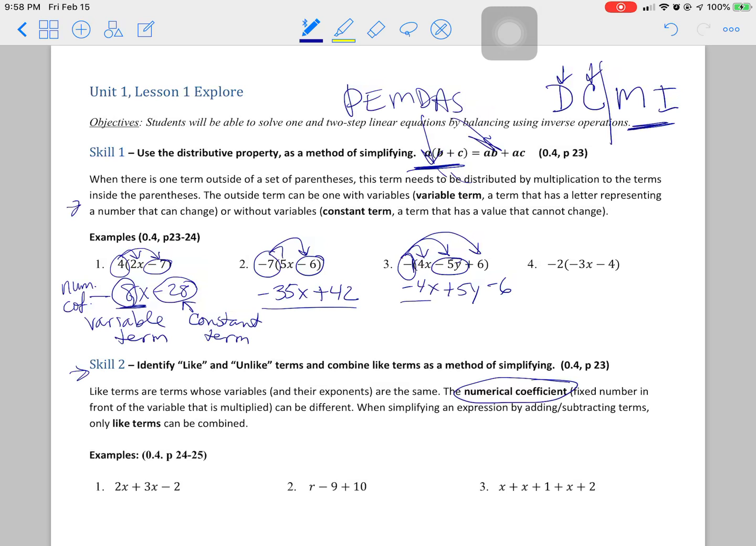And then we take a quick glance. These are not like terms because it has to be variables and their exponents have to be the same. So x and y are not the same, so they're not like terms. So you can't add them together when you're combining terms. Okay, that's the final answer. This is negative 2 times negative 3 is a positive 6. This one is a positive 8. Okay, that's it for distributing.